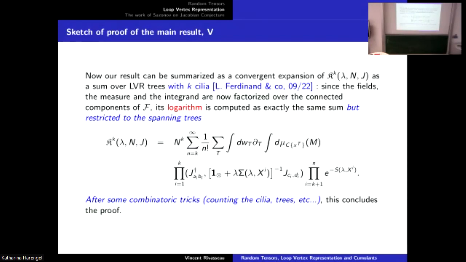Leonard is an expert on this counting of cilia and trees. Now, please, we will pass to the work of Wassily Sazonov on the Jacobian conjecture.